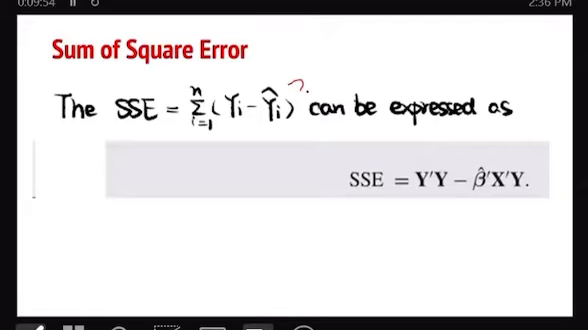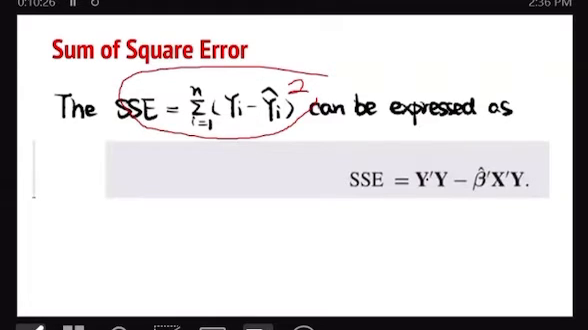If you take a look at this guy, that's a sum of square error, right? The sum of square of the distance between the response, the actual response, and the predicted response. That sum of square error is a scalar. How am I going to write it in a matrix form? I need you to pay attention to that.